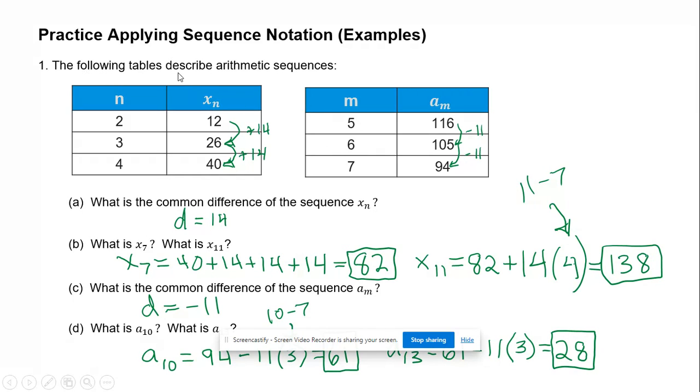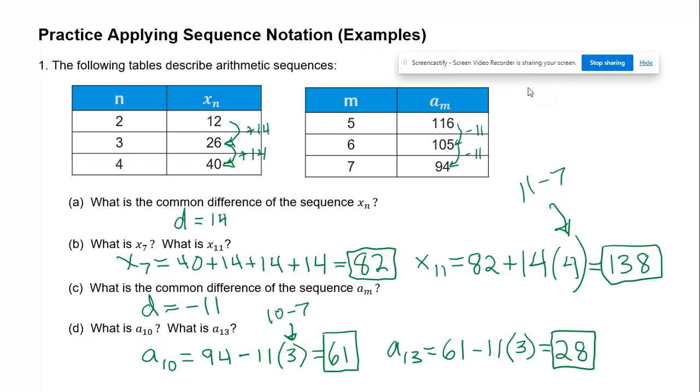So it says the following tables describe arithmetic sequences, and it says what is the common difference of the sequence A sub m. So A sub m deals with this table of values right here.